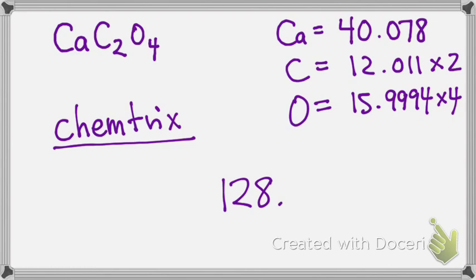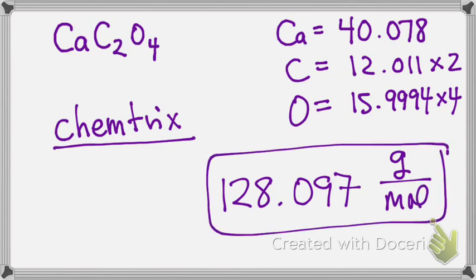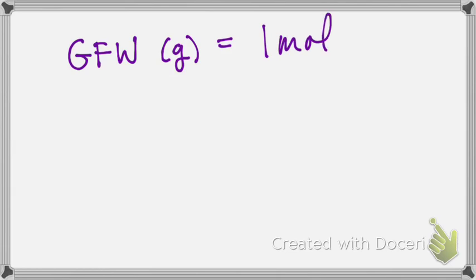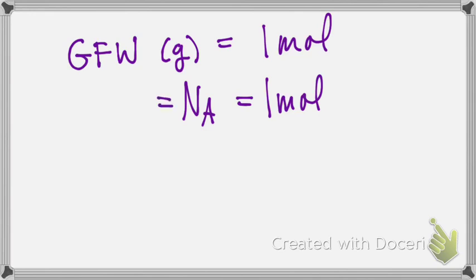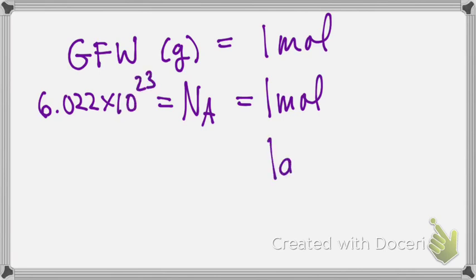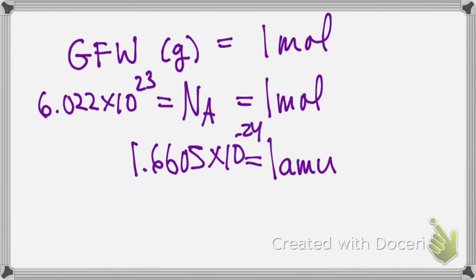Chemtrix tells us that we have 128.097 grams per mole, which, by the way, gives us another conversion factor. The gram formula weight of a molecule in grams is equal to 1 mole. We've also learned that a mole is an Avogadro's number. Now this is abbreviated as capital N and a subscript capital A. That's 6.022 times 10 to the 23rd. Today we've also learned that 1 AMU is 1.6605 times 10 to the minus 24 grams. So 3 new conversion factors today.